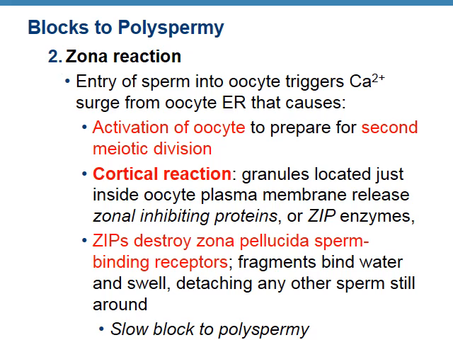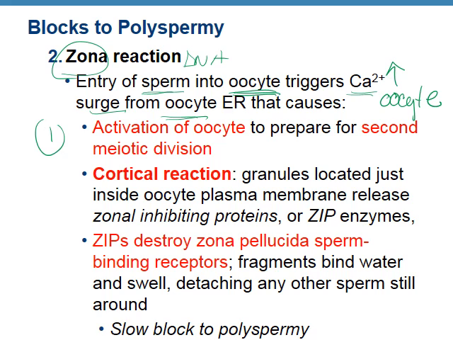The second reaction that happens is called the zona reaction. So when the sperm DNA enters the oocyte, it triggers a calcium surge in the oocyte. So this is an increase in calcium in the oocyte, and that's going to do two things. One, it's going to activate the completion of meiosis II. So remember, we're arrested in, I think it's metaphase 2, when the oocyte is ejected from the ovary. So we have to finish that, but we won't finish it until the sperm enter, and we'll come back and talk about that. The second thing that happens is the cortical reaction.